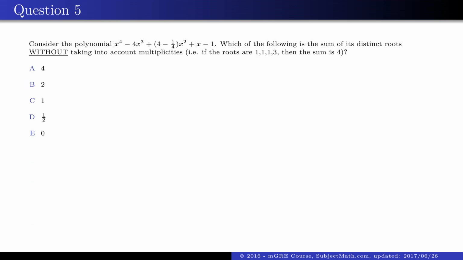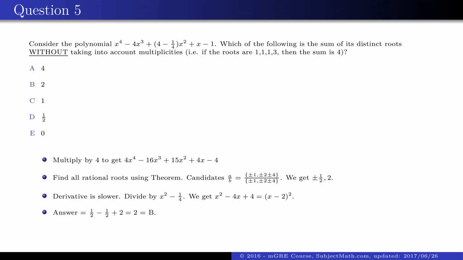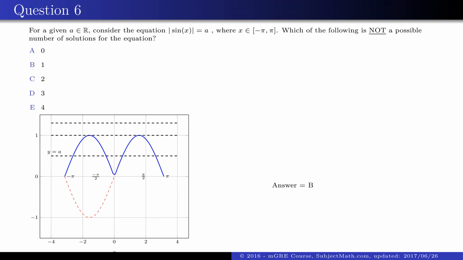In this question, notice that you cannot use Vieta right away, since Vieta does not take into account the multiplicities. We can use different approaches here, but it seems that guessing all the rational roots and using long division does the trick. This is a purely think in pictures kind of question.